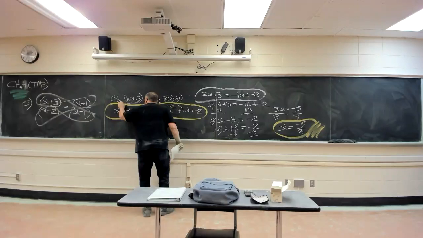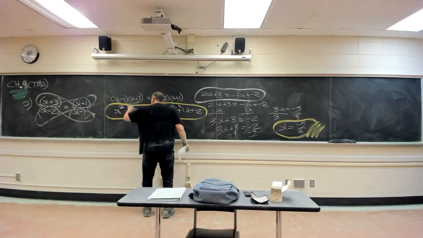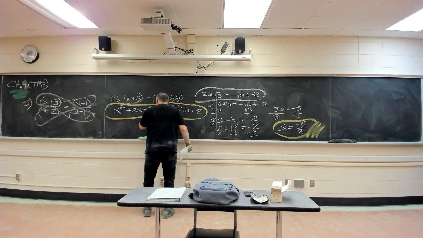This is x squared. This x times x is x squared. Negative 1x and positive 3x is 2x. Negative 1 times 3 is negative 3.